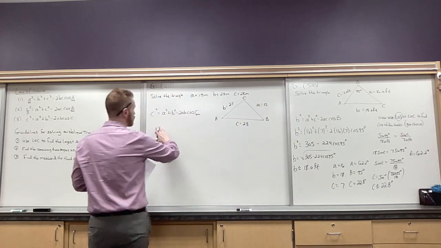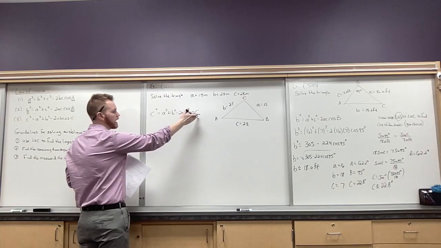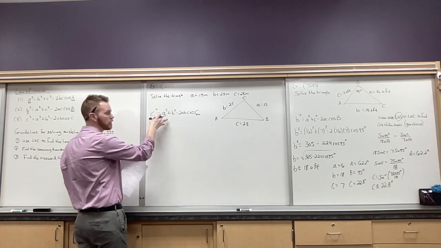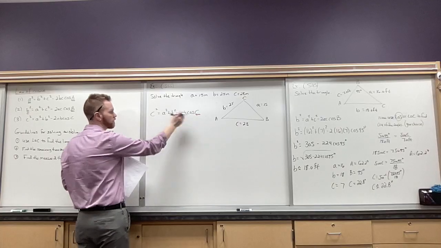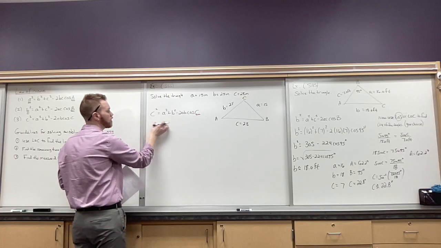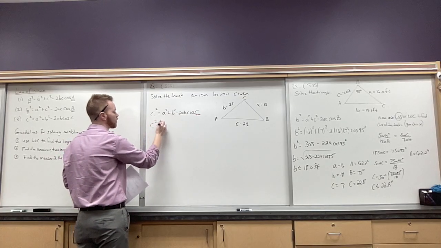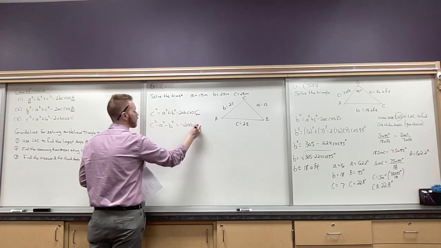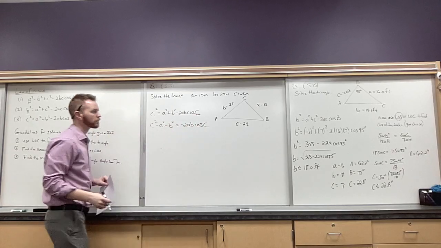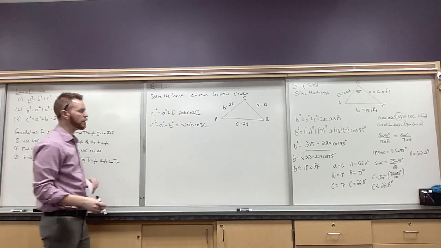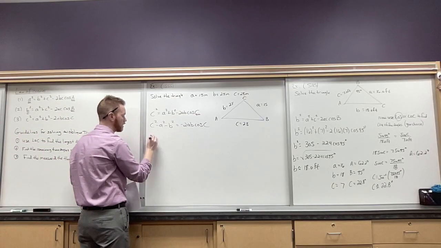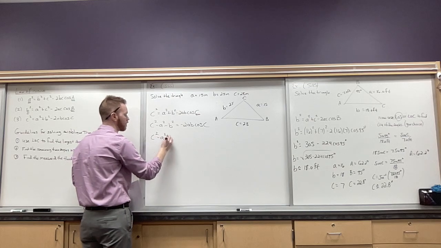I'm going to just show you what this looks like if I were to solve for cosine of C first. So instead of plugging numbers in and then solving, I'm going to solve for this first. So I'm going to move these two over here by subtracting. Okay, just like that. And then to get cosine of C by itself, I'm going to divide both sides by negative 2AB. So I get this.